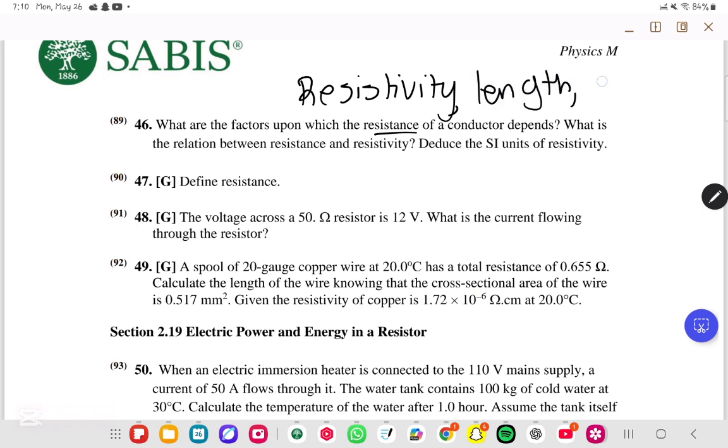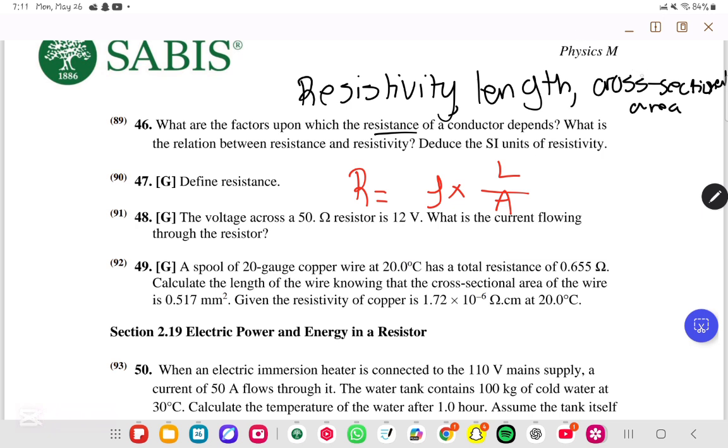And it also depends on what? On the cross-sectional area. So resistance depends on the resistivity, length, and cross-sectional area. From these three, you can derive the equation that R is equal to the resistivity times the length over the cross-sectional area. This is the relation between resistance and resistivity.